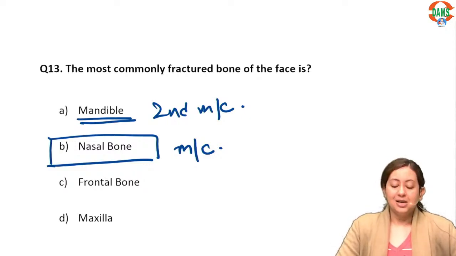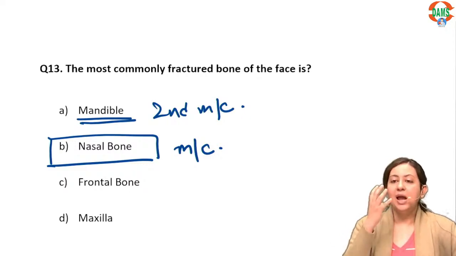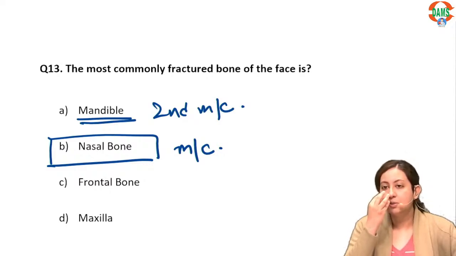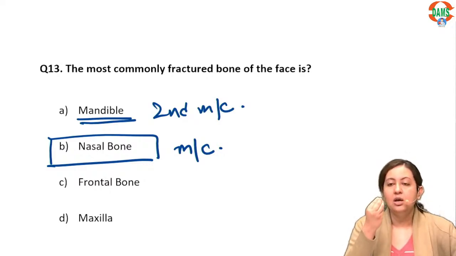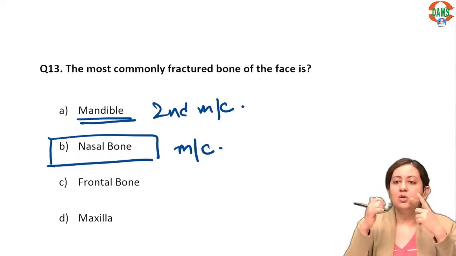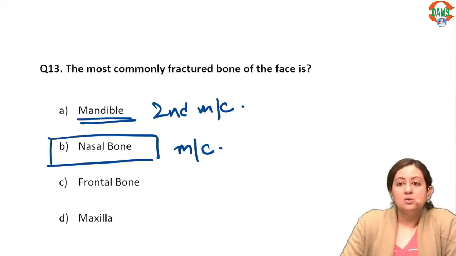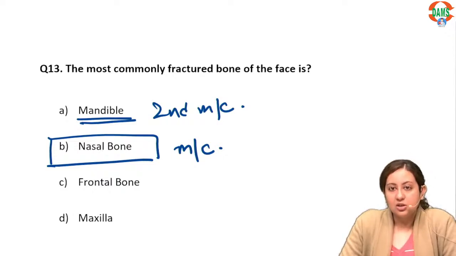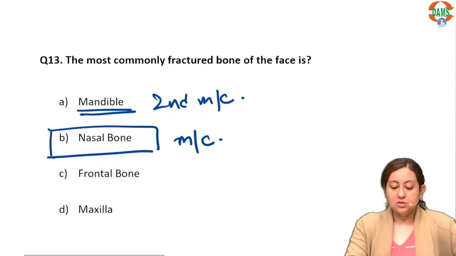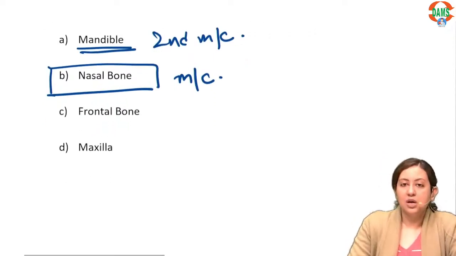Now, the best way to remember this is, anything on your face that has a projection to it or is prominent is most likely to get injured. That's why, if you see on your face, the nose has a projection. It is more prominent than all the structures. That is why the nasal bone is the most commonly fractured bone. So this is how you can remember it.